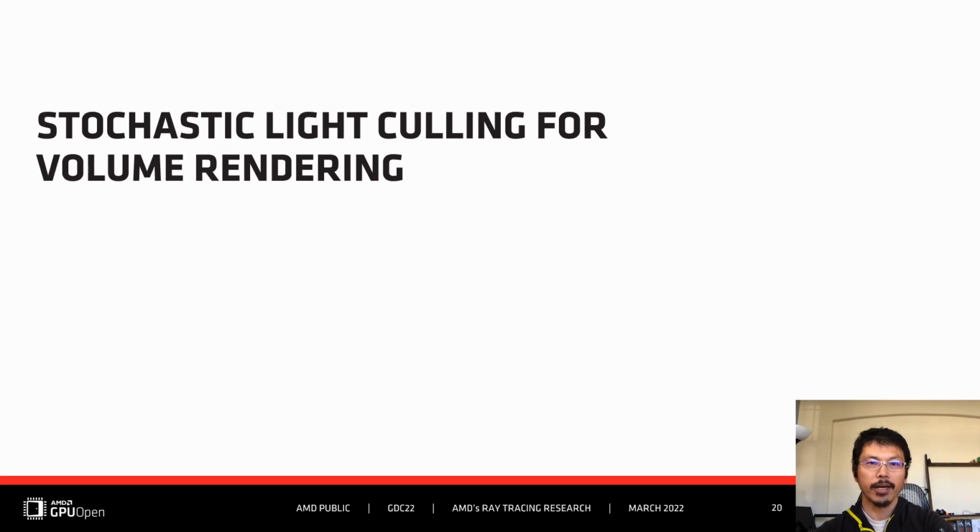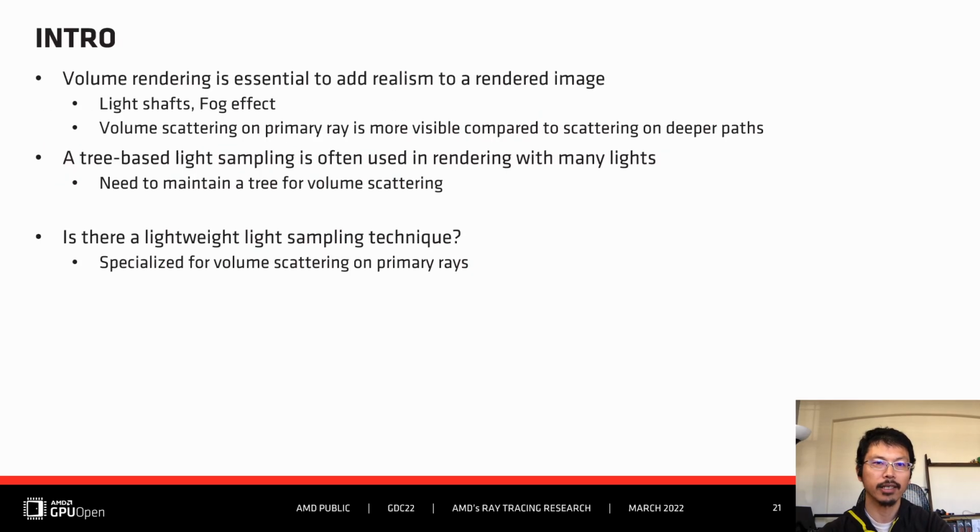The next topic is about volume rendering, and this is stochastic light culling for volume rendering. Volume rendering is essential to add realism to a rendered image. Examples of volume effects are light shafts, obviously, and fog effects. Also, volume scattering on primary rays is way more visible and important compared to volume scattering on deeper passes.